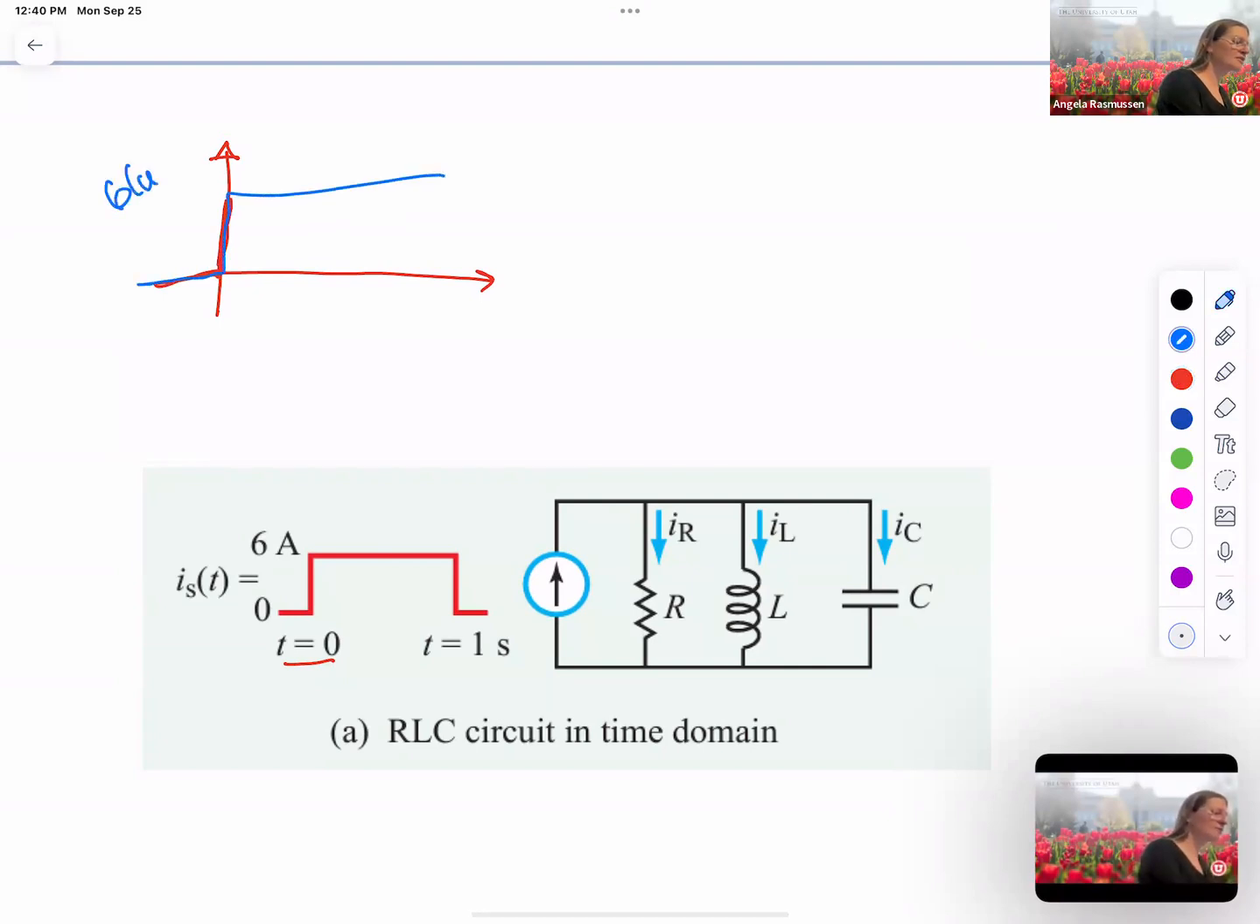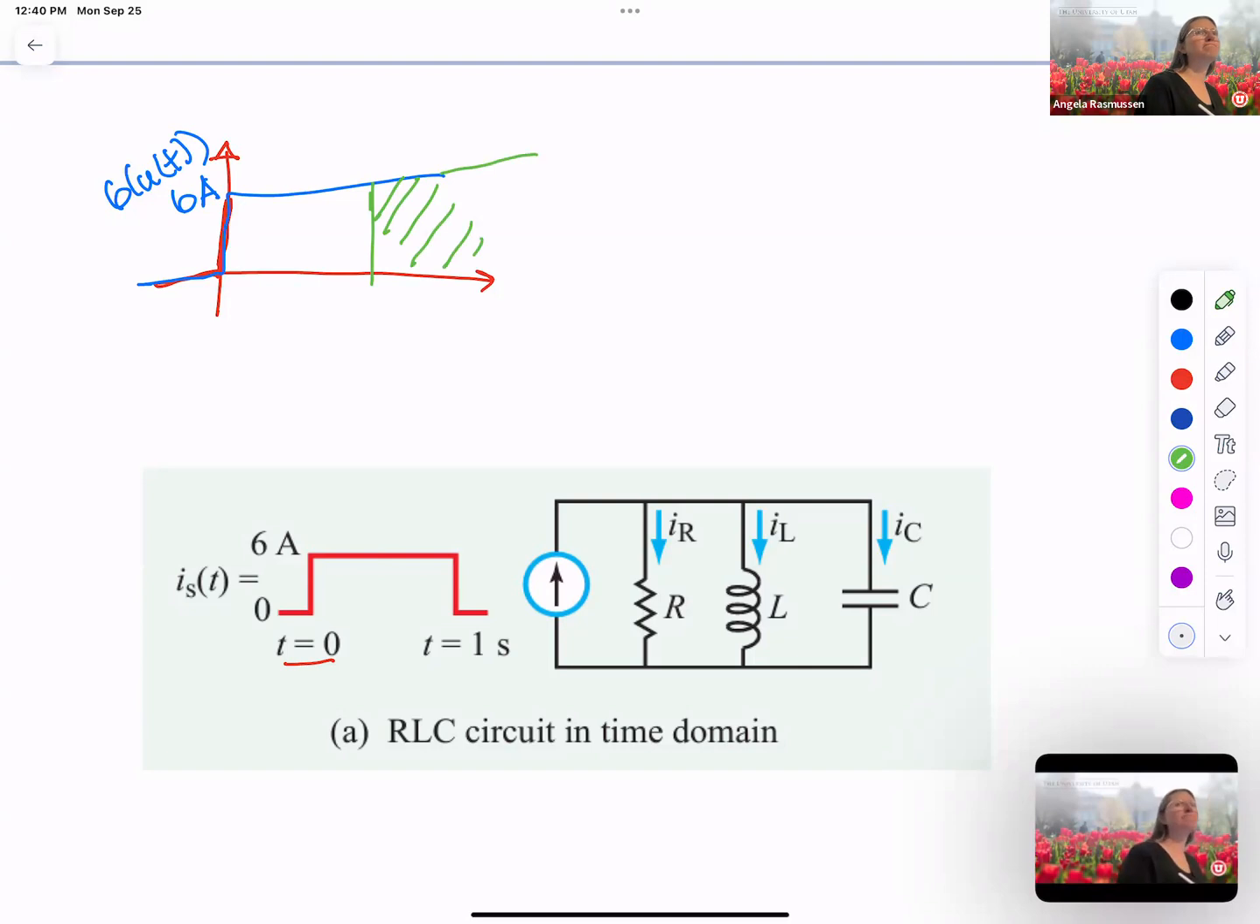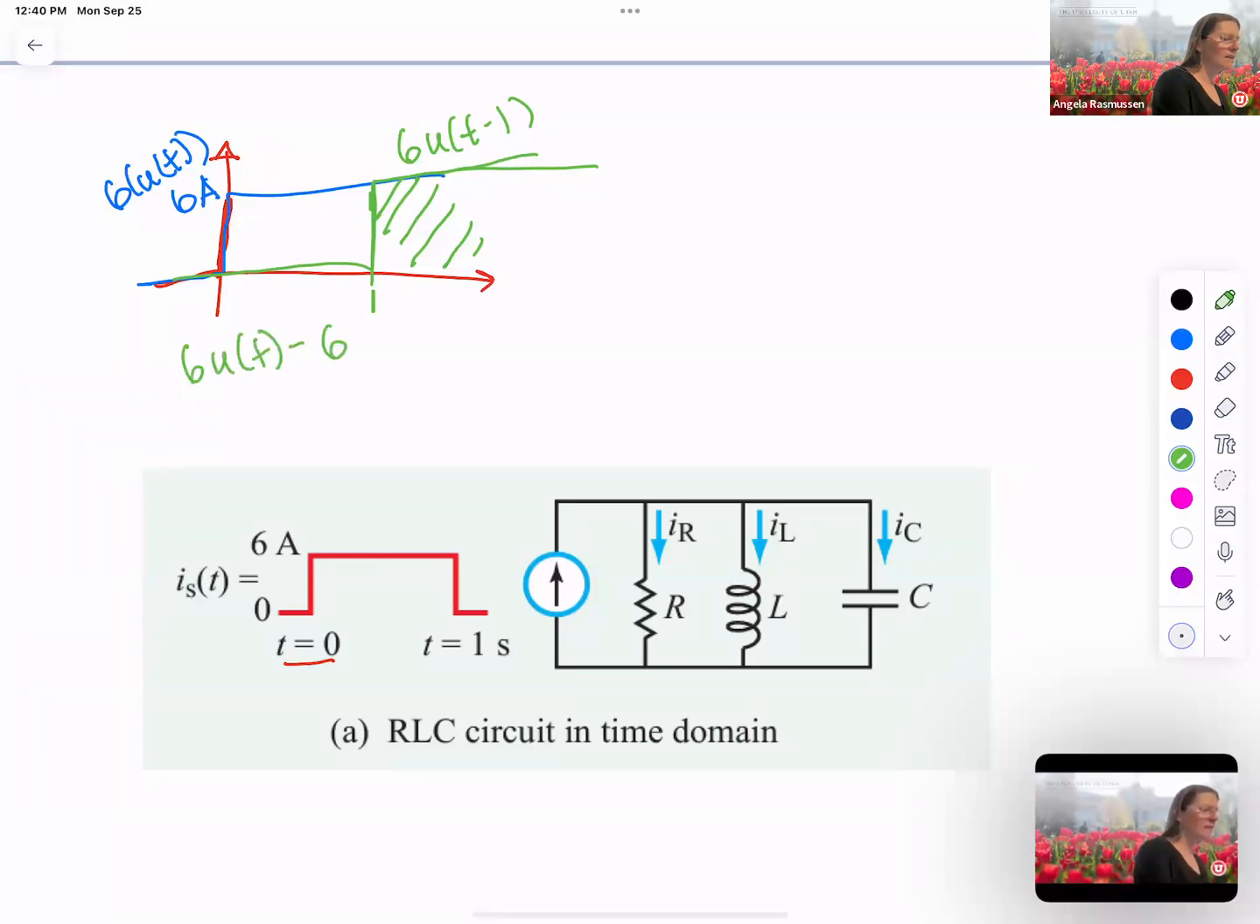Okay, so this would be 6u of t. Now we'll be at 6 amps. So how do I get rid of it? I want to kind of remove all that, right? Correct. Okay, so this form would be 6u of t minus 1, right at 1. And if I subtract those, I would end up with that form. So this would be my input signal.